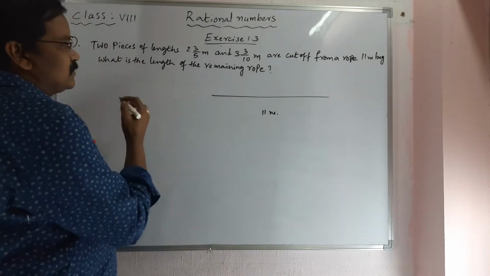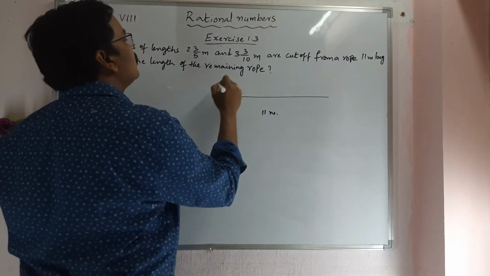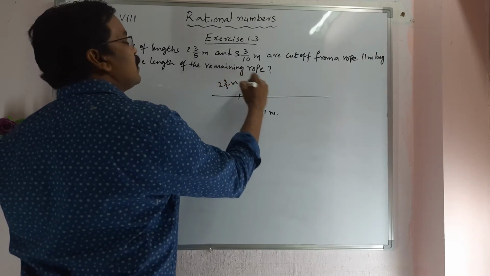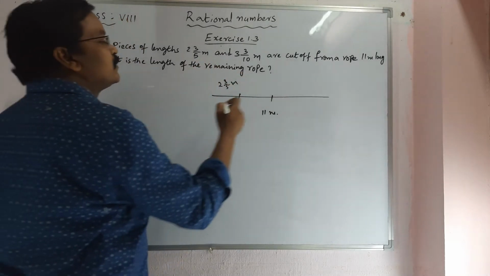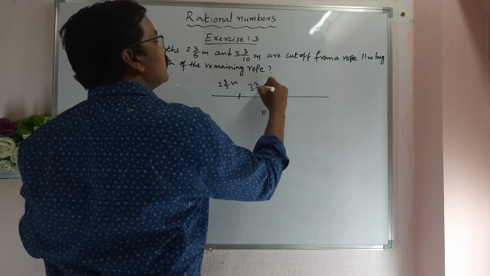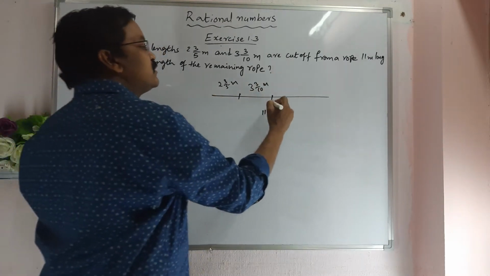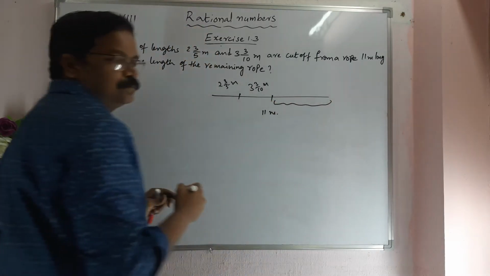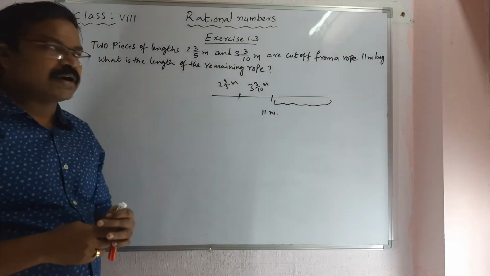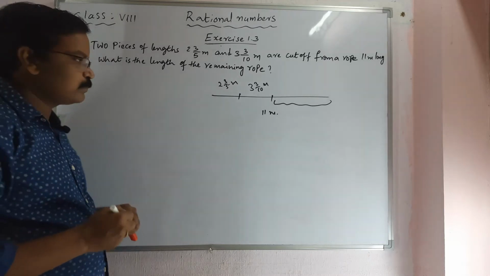Here two pieces of length, one is 2 3/5 meters and the other one is 3 3/10 meters. They are cut off from the rope. So this is the remaining part. So what is the length of the remaining rope? This is the question.